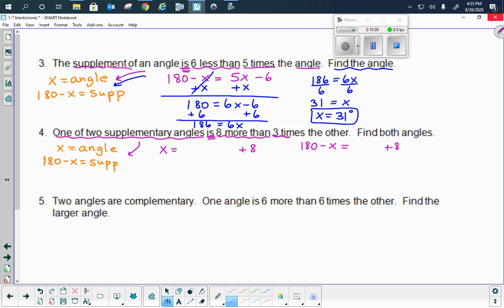Then it says 3 times the other, meaning 3 times the other angle that you didn't already pick. So in this first example, you chose x first. So 3 times the other one would be 3 times that quantity, so 3 times 180 minus x. On the other one, it's supposed to be 3 times the other. If you chose 180 minus x there, then 3 times the other angle, which is x, would just be 3x.